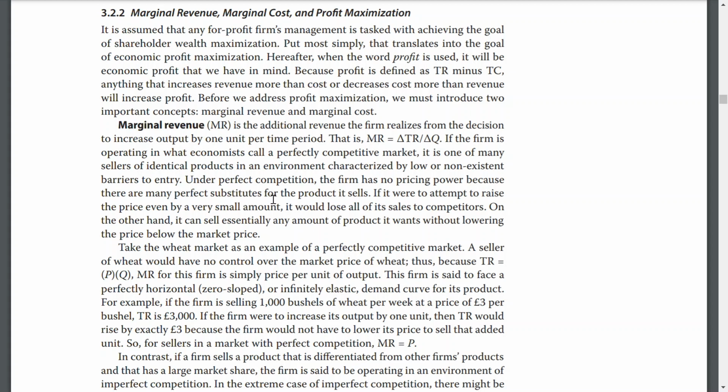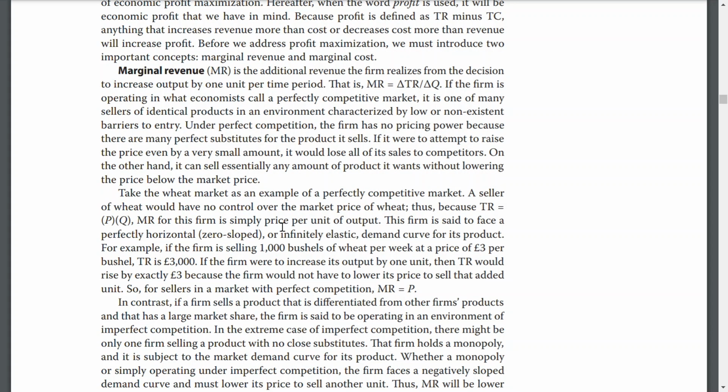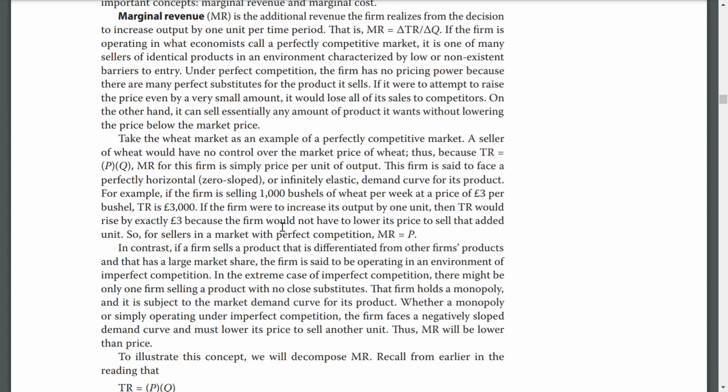Under perfect competition, the firm has no pricing power because there are many perfect substitutes for the product it sells. If it were to attempt to raise the price by a very small amount, it will lose all of its sales to competitors. On the other hand, it can sell essentially any amount of product if it wants without lowering the price below the market price.